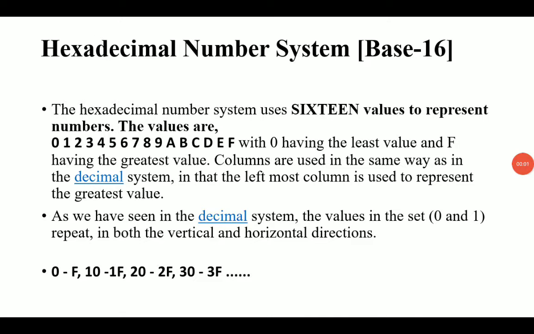I will just show you how to convert these hexadecimal number systems also into the decimal number systems. So the hexadecimal number system uses 16 values to represent the numbers. Values are 0, 1, 2, 3, 4, 5, 6, 7, 8, 9 and A, B, C, D, E and F, with 0 having least value and F having the greatest value.